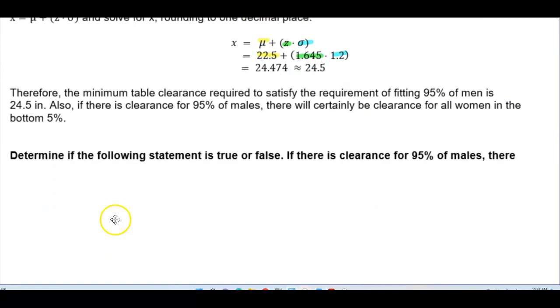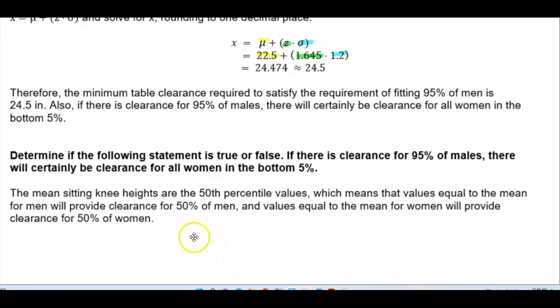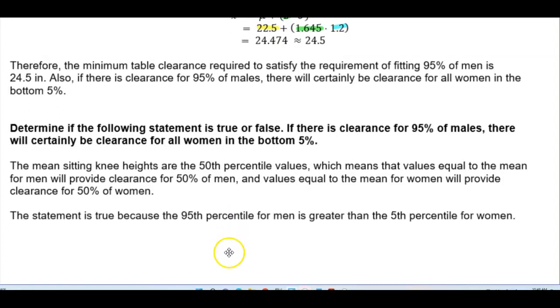Now, determine if the following statement is true or false. If there is clearance for 95% of males, then there will certainly be clearance for all women in the bottom 5%. Well, the mean sitting knee heights are the 50th percentile values, which means that values equal to the mean for men will provide clearance for 50% of men, and values equal to the mean for women will provide clearance for 50% of women. So the statement is true because the 95th percentile for men is greater than the 5th percentile for women.